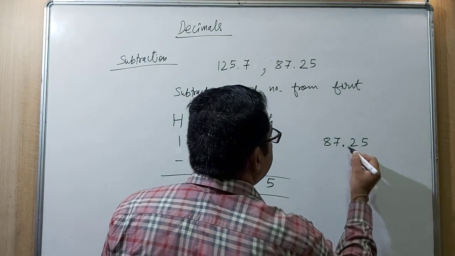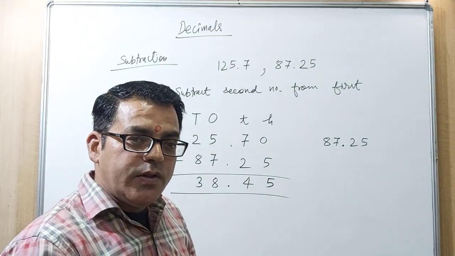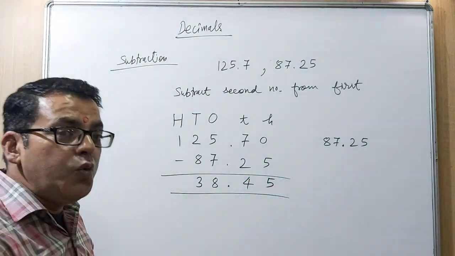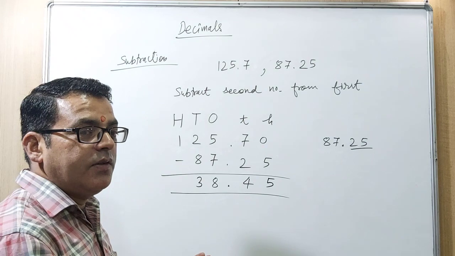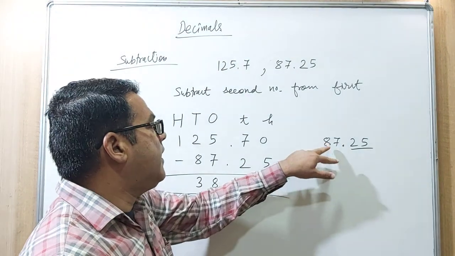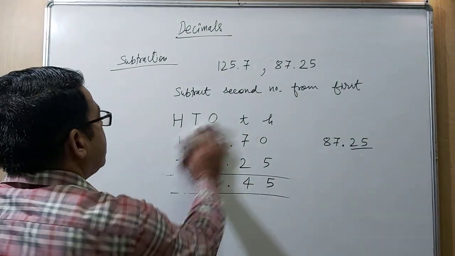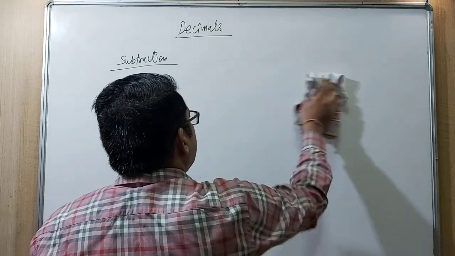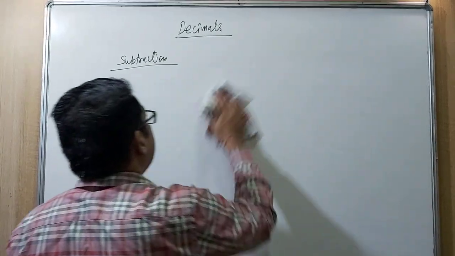How can we read this number? 87.25, is it right? No, this is wrong. We can read it as eighty-seven point two five. Since this is not a complete number, not an integer, it's a part, right? So we can read it as eighty-seven point two five. Please don't read it as eighty-seven point twenty-five. Hope you understand and hope you remember this thing also. I think that now you are able to subtract.